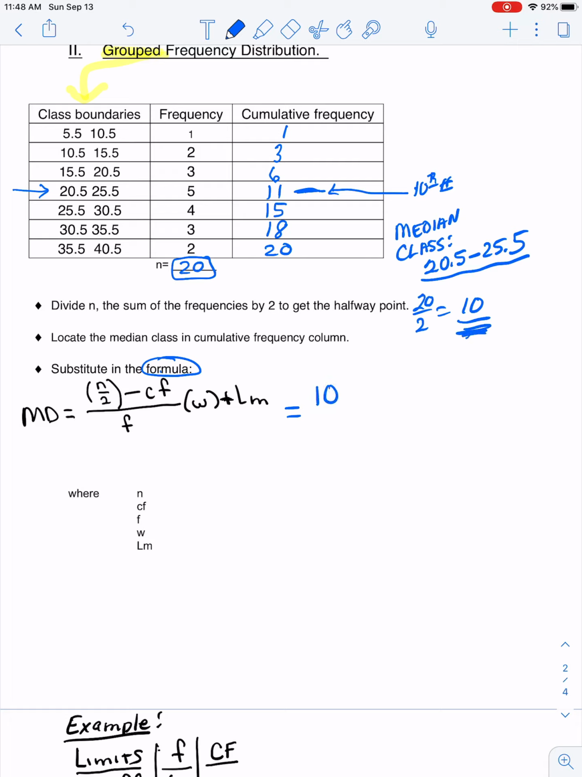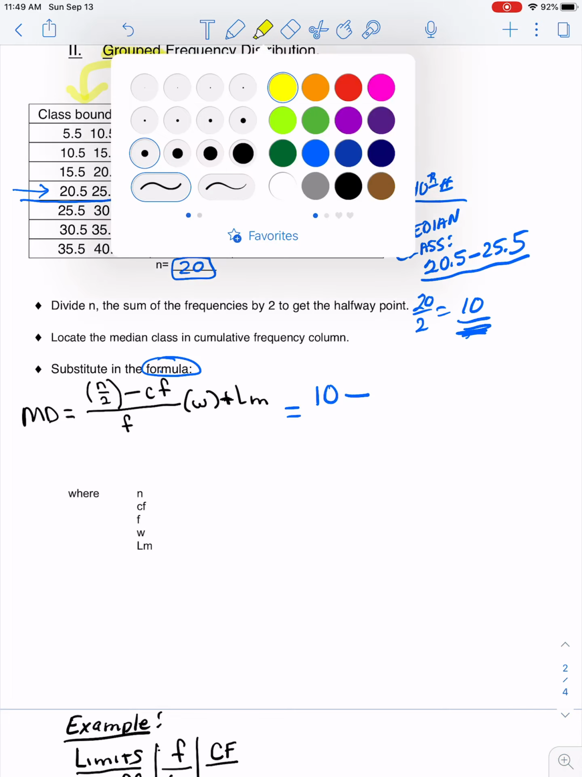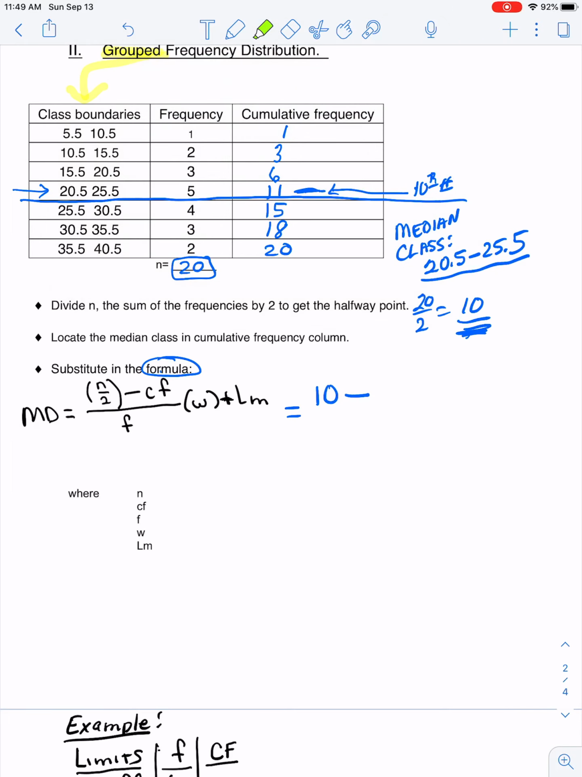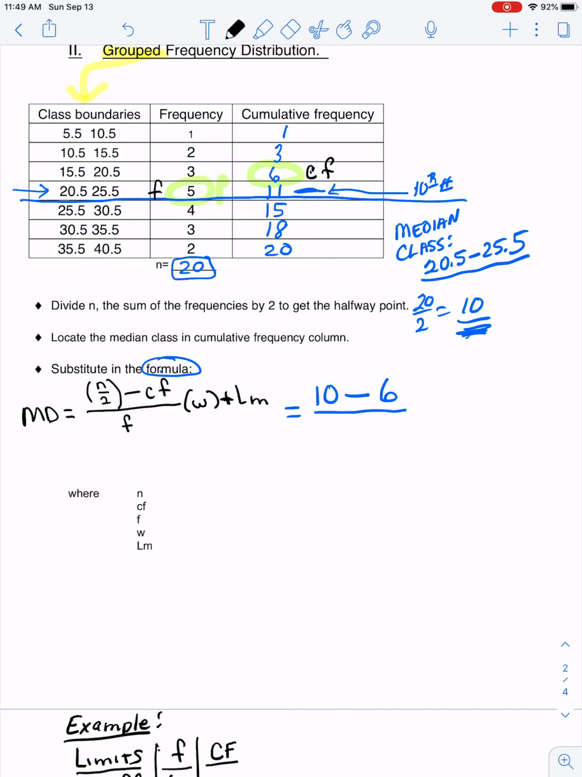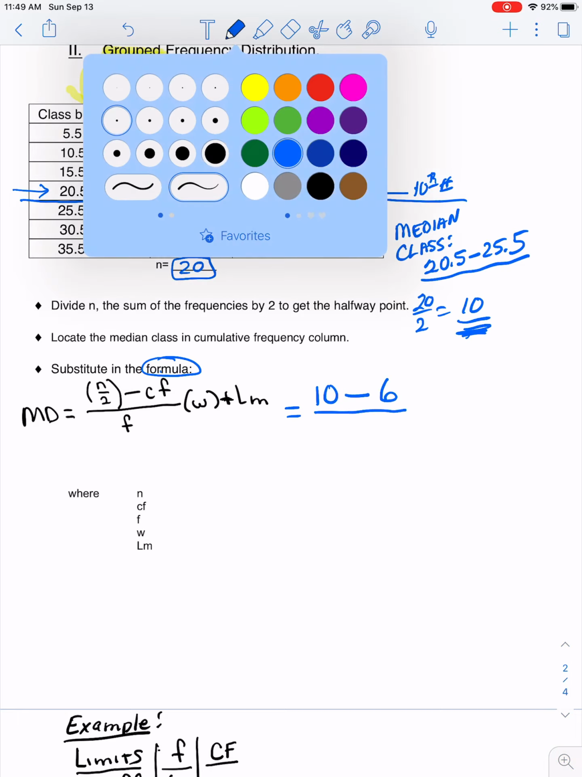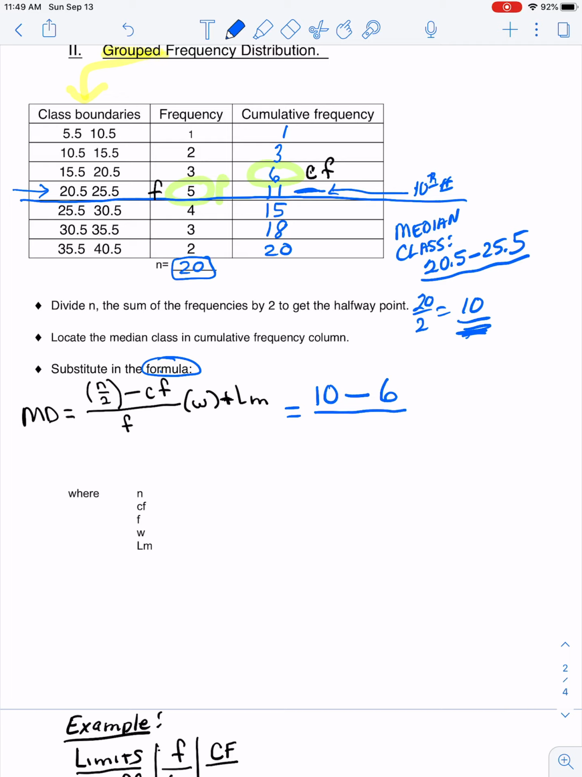CF is going to be the cumulative frequency of the class that comes before the median class. So in our case here, I'll change that to green or something. The CF number is going to be this one right here. It's going to be a 6. Divided by the frequency of the median class. So this is the frequency of the median class. Maybe I can change this back to black, and I'll put that this is the frequency and this is the CF for the formula.